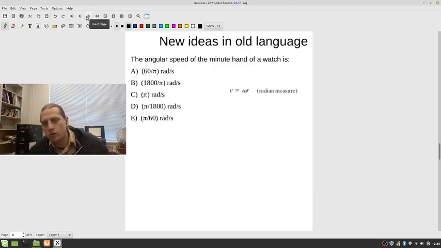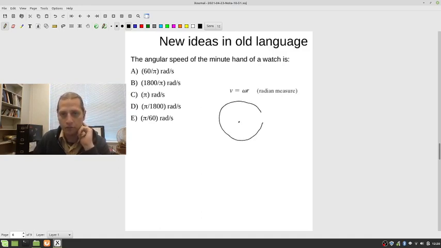Now, that's sort of an old idea in a new language, but I want to sort of stress what is new about this idea. The new part, and I know I've said this before, but I am not afraid of being redundant.